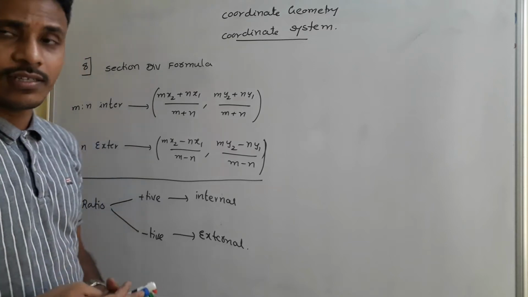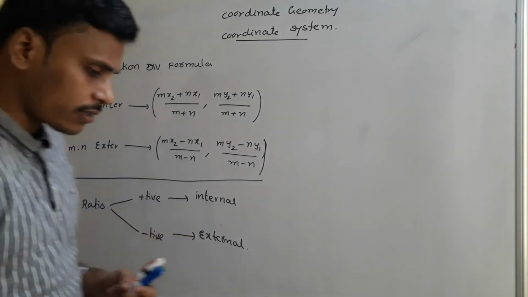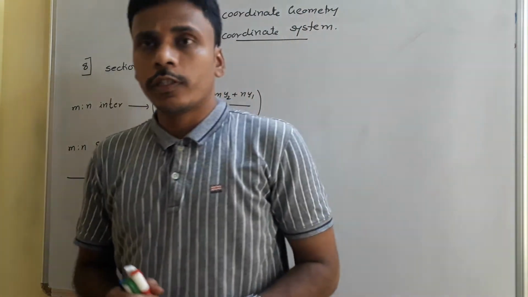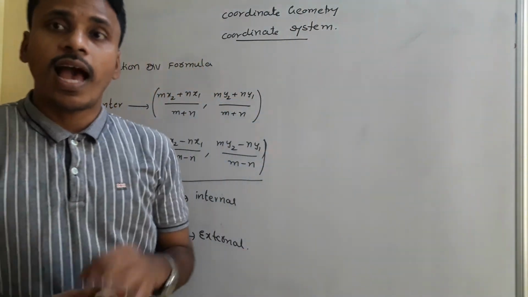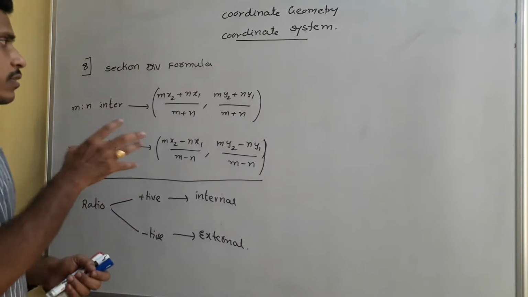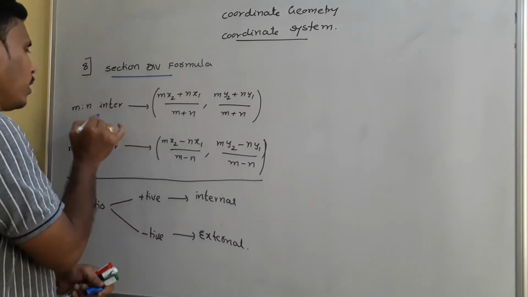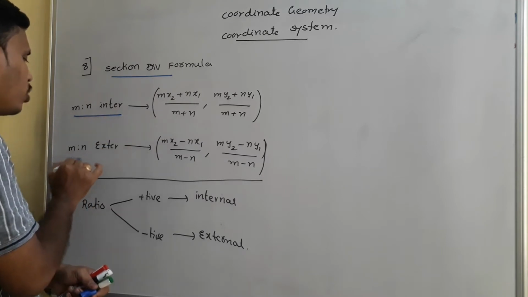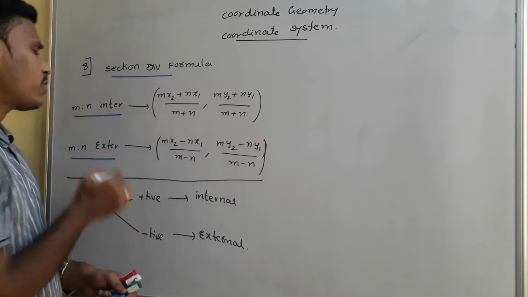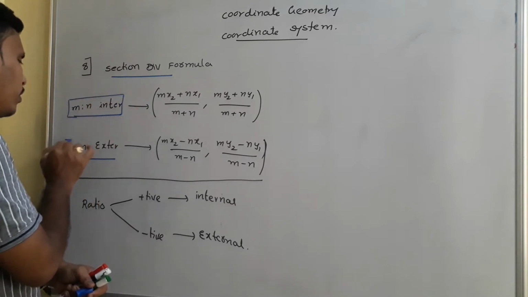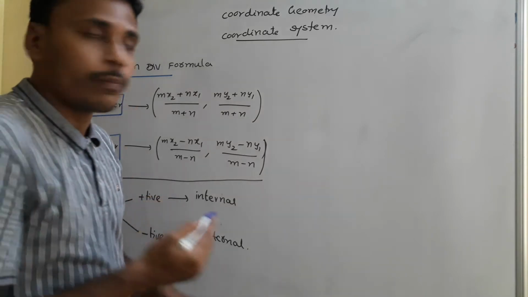Geometry and coordinate system specifically. We are discussing different formulas and the logic related to the coordinate system. Specifically, in the previous class, as the 8th point, we discussed the section division formula: m is to n internally, m is to n externally. What is the section division formula, what is internal division and what is external division? All those things we discussed in the previous class.